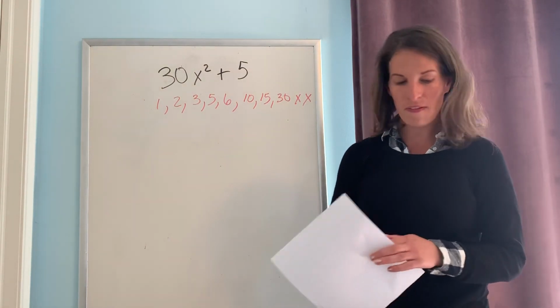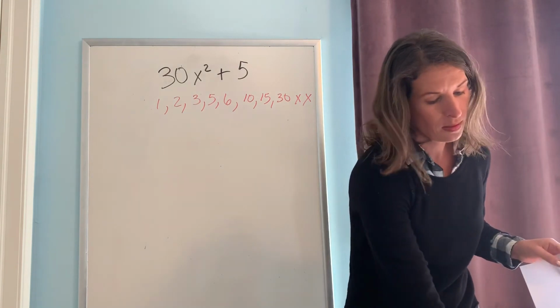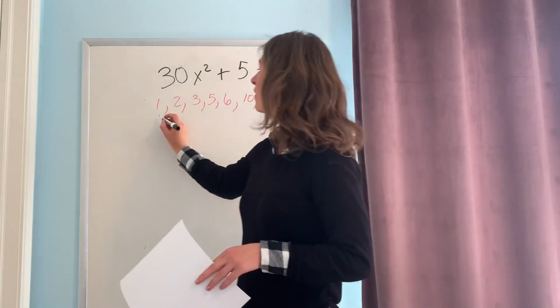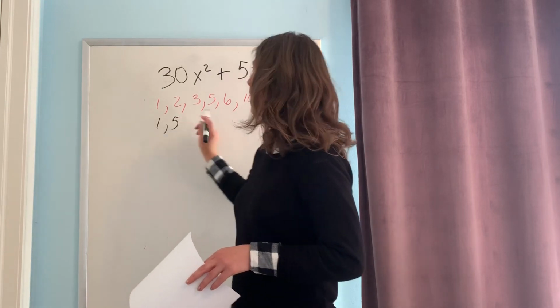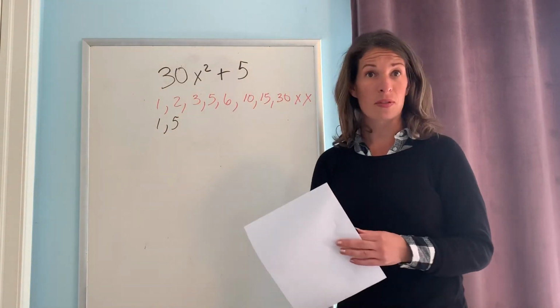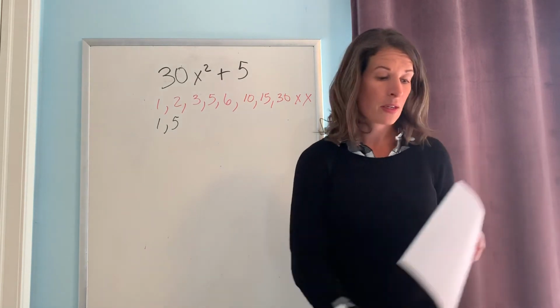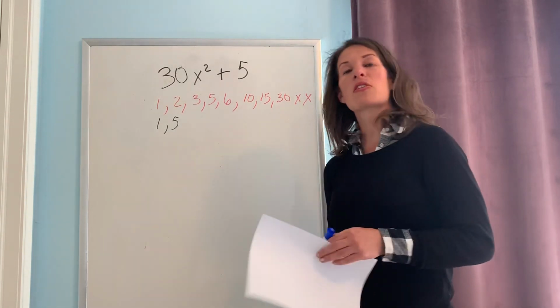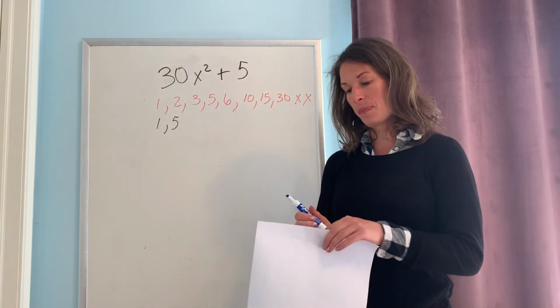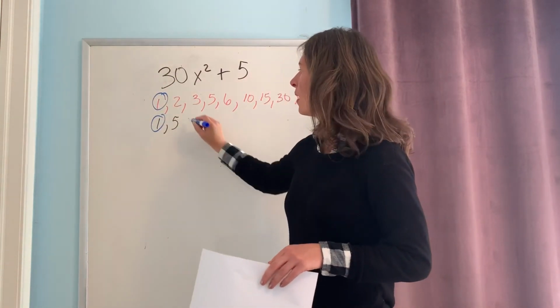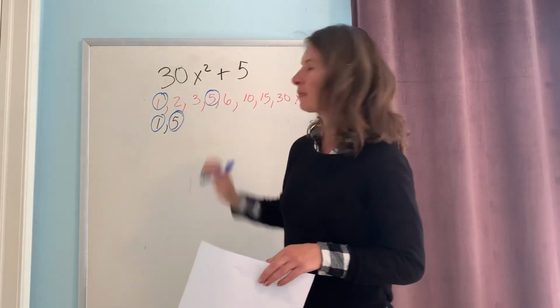Our factors of 5. 5 is a prime number, so that means our factors of 5 are just 1 and 5. And notice I don't have any variables there. So we've written down all of our factors. The next thing that we have to do is circle anything that we have in common. So I have a 1 in common, and I have a 5 in common.